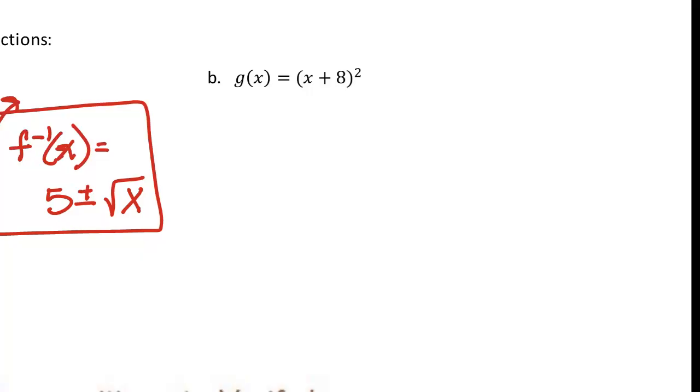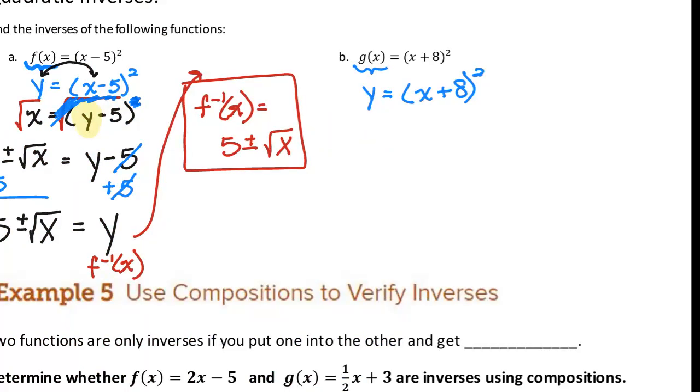Yeah, in place of the g of x, right? So this is going to become y equals x plus 8 squared. Great. All right. Go ahead and see if you can do the next step. What is the next step, if we want to try to find the inverses?